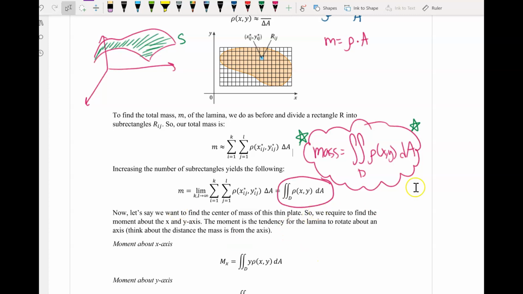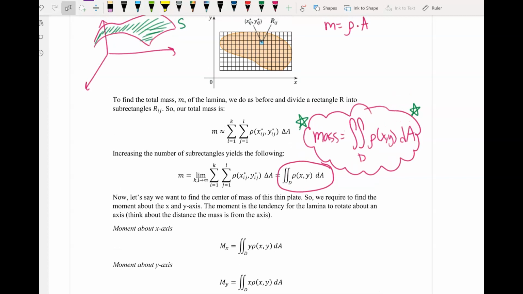So let's say we want to find our center of mass. Let's say we have this thin plate, and because it's probably going to be heavier on certain parts than others, we want to know where exactly the center of mass is. In other words, if I had a fulcrum, we want to find the point at which I can put this fulcrum and place this thin plate on top of it, and it'll just balance out.